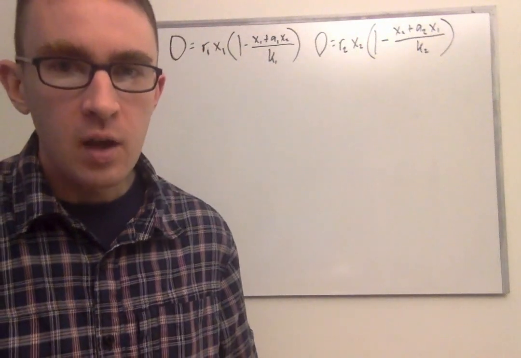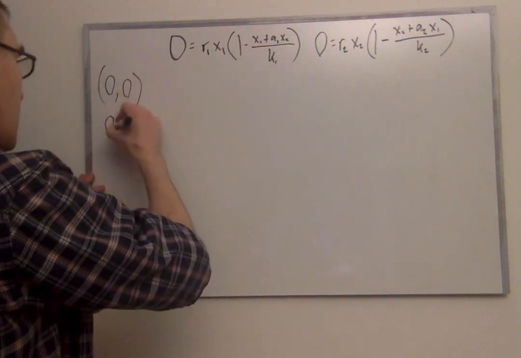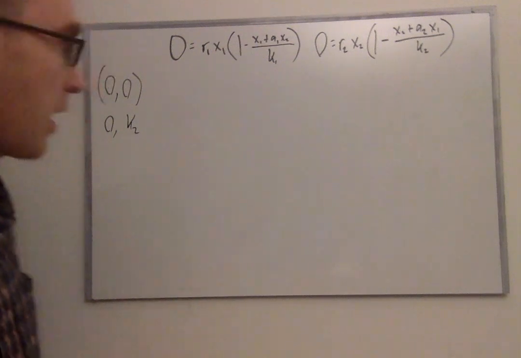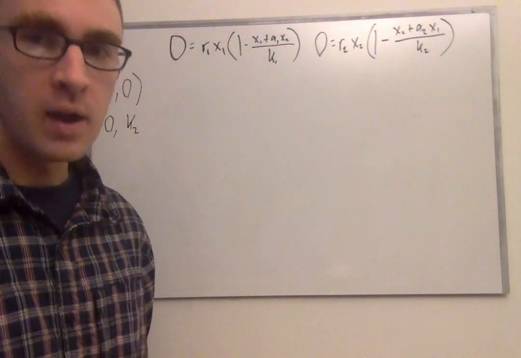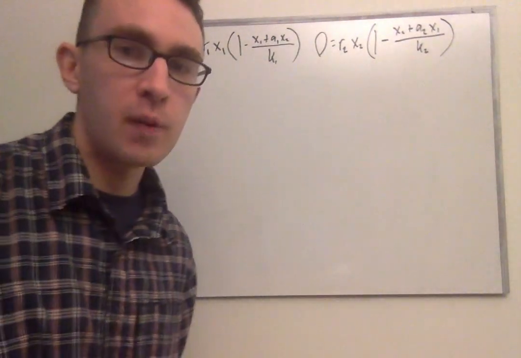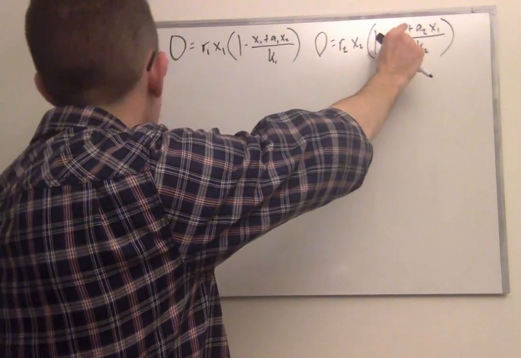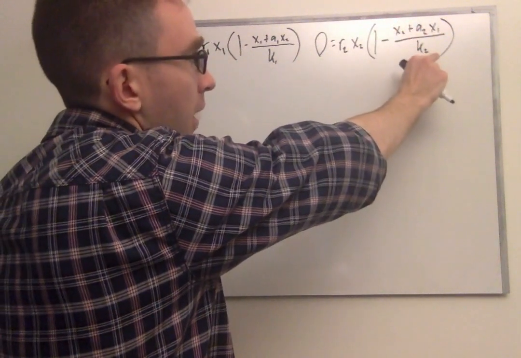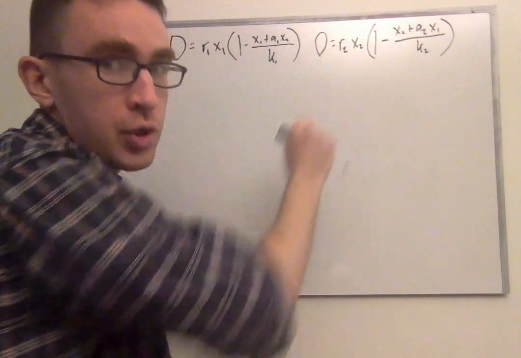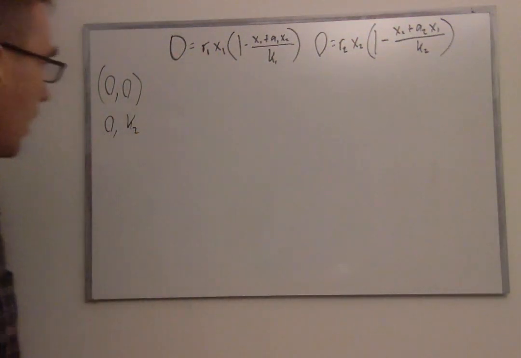So in that case, another solution is 0 of x1 and k2, the carrying capacity of x2. Because if you remember the logistic growth model, the non-trivial steady state is the carrying capacity. And if you have to check that it makes sense mathematically, just think about this being 0, this being k2, and then this whole thing equals 1. 1 minus 1 is 0, and then it equals 0. And then this one equals 0 just from x1 being 0.